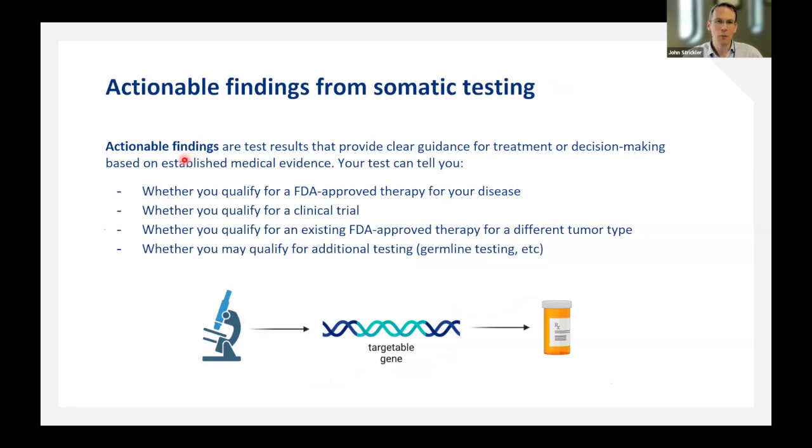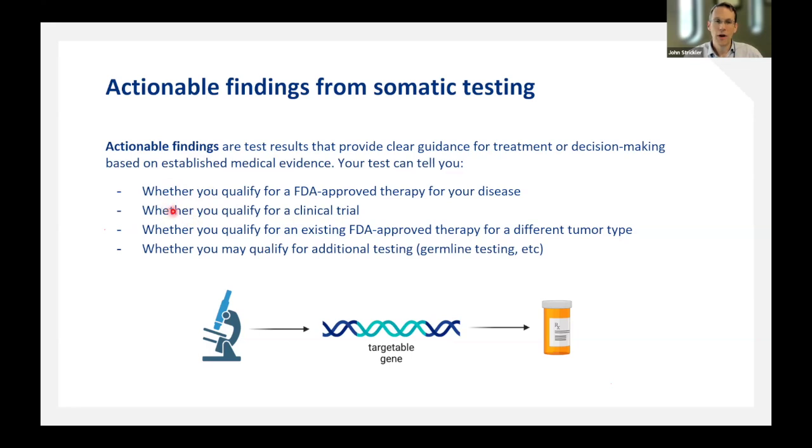It's kind of in the eye of the beholder. But when I look at something on a report and I'm defining it as actionable, it could mean something that I use to qualify that patient for an FDA-approved therapy. So an example would be an anti-HER2 therapy that's FDA approved for HER2-positive colon cancer. That would be an actionable finding, HER2-positive disease.